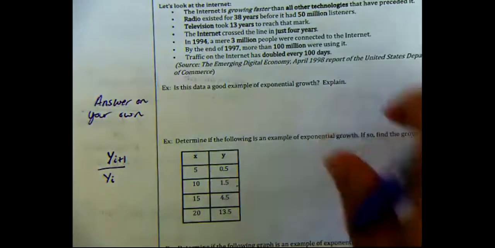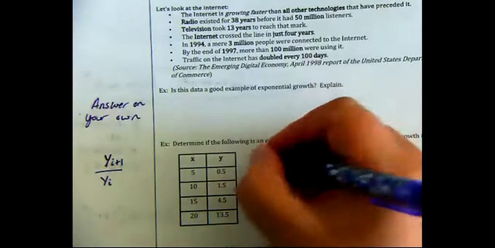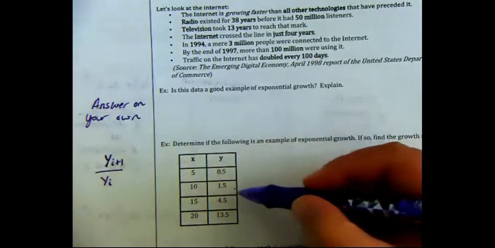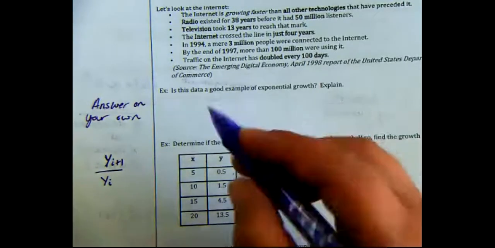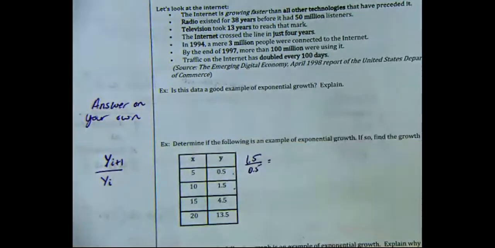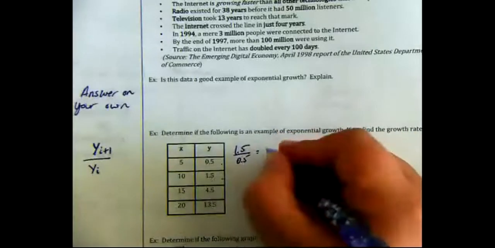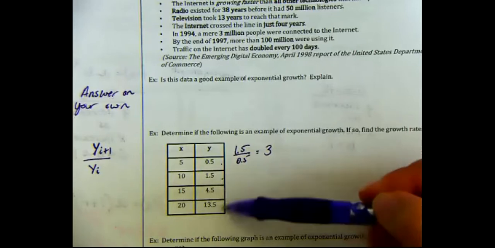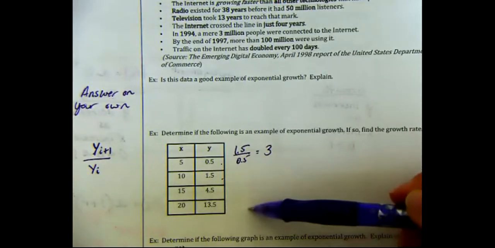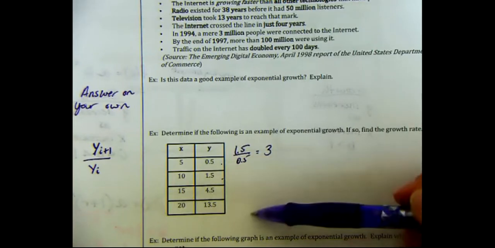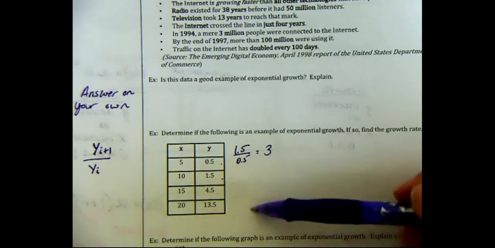So if I want to determine my growth rate, I take my y's and do 1.5 over 0.5. So 1.5 divided by 0.5 is actually 3. Now, if I do the other few of these and they end up having the same number here, then we have exponential growth, or we have an exponential function here.